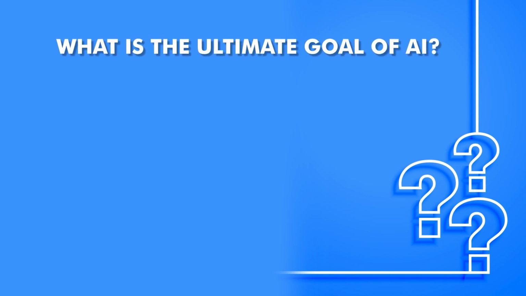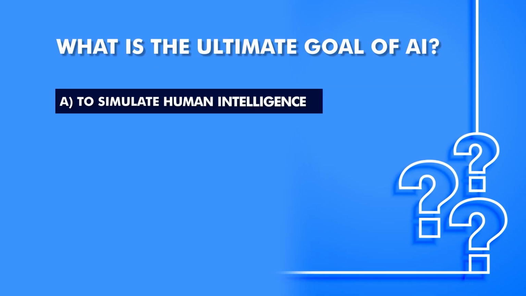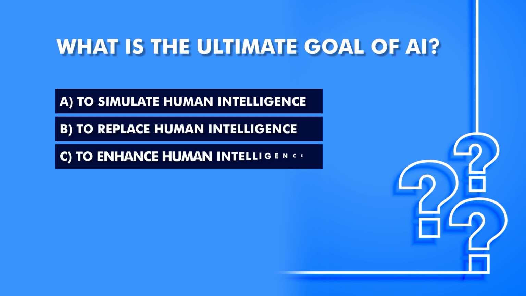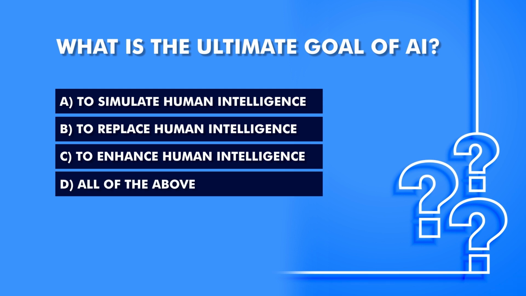So, check your understanding. Here we have one question for you: what is the ultimate goal of artificial intelligence? Here we have four options. Option A, to simulate human intelligence. Option B, to replace human intelligence. Option C, to enhance human intelligence, and option D, all of the above. So, here is the right answer, that is option C.